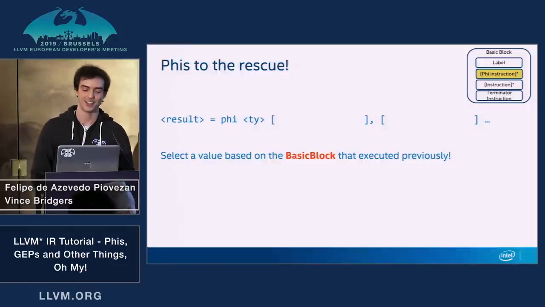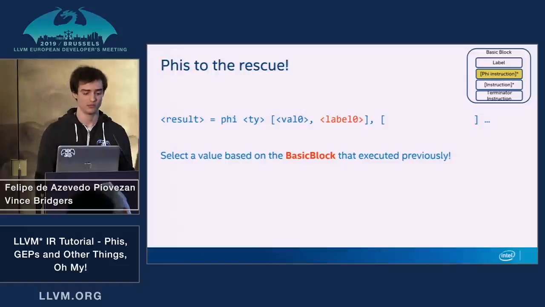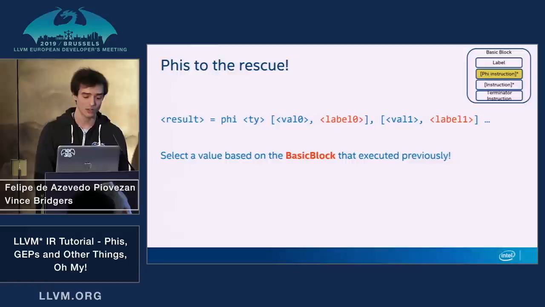This is an instruction in the IR that will select a value based on where your control flow is coming from. So here, the syntax has a type, which is just the type that this phi instruction is going to return. And we're going to say that we want it to take the value 0 if we're coming from a basic block called label 0, or similarly, if our control flow is coming from a basic block labeled label 1, we want it to take value 1.